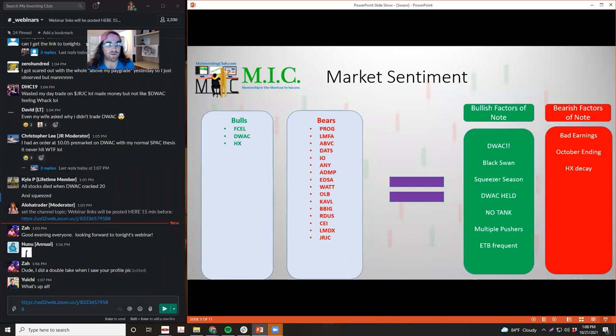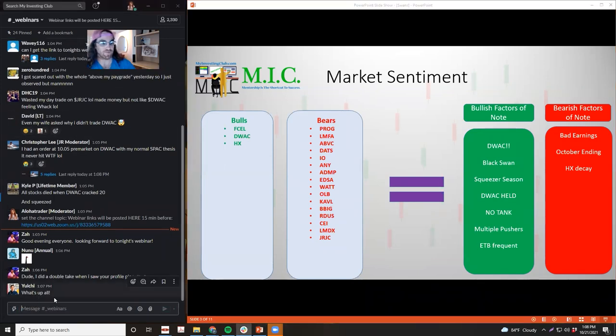Other than that, still had a whole lot of stocks that didn't really go much, stayed range bound or tanked, pretty normal. But the bullish factors this week far outweigh the bearish factors. We did get a black swan. It's the start of squeezer season. DWAC held, right? I don't know what it's at pre-market, 69 or something. It did not tank, and I'll talk about how that's important to sentiment in a second.